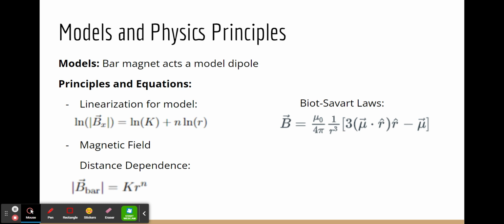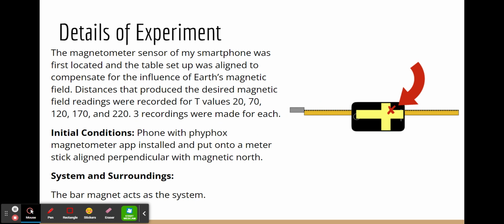The bar magnet acted as a model dipole in this lab, and the linearization model is down below that I used to find the values of K and n, as was shown before. And the magnetic field distance dependence equation is shown below, and this was the Biot-Savart's law that I used, to the right.